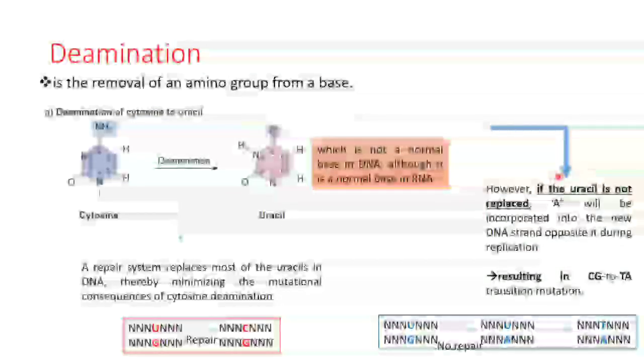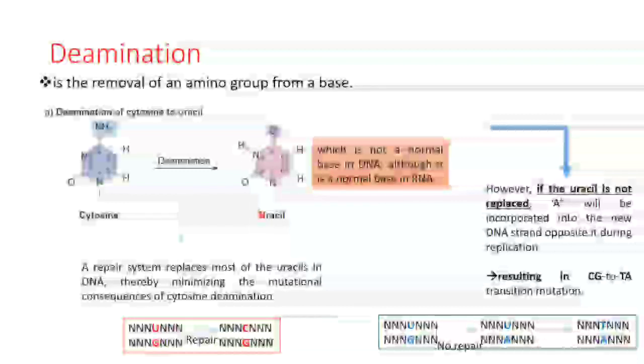The second type of spontaneous chemical change is known as deamination. From its name, deamination is the removal of an amino group. We will take one important example, guys: the deamination of cytosine. This is the chemical structure of cytosine. See here, at the level of carbon number 4, you can find the amino group NH2. If you remove this amino group by deamination, you will convert the cytosine into uracil.